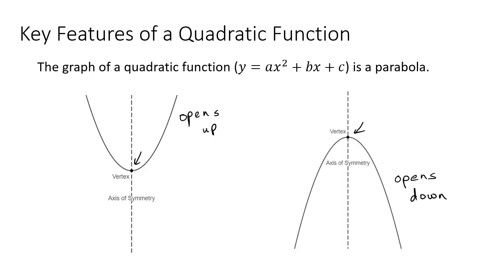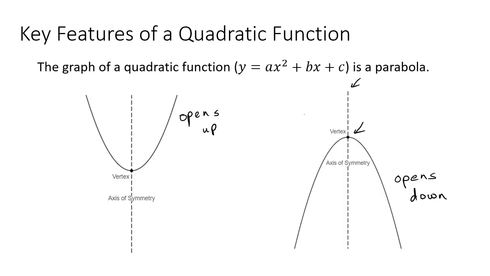And then if you were to draw a vertical line through the vertex, then any parabola will be symmetric about that line, meaning the right half and the left half of the graphs are mirror images or reflections across the axis of symmetry. And the axis of symmetry is just always a vertical line drawn directly through the vertex.